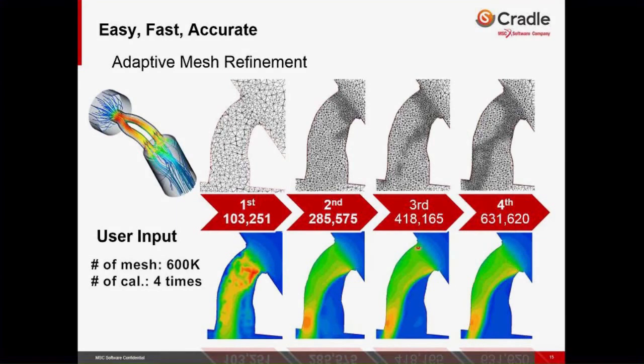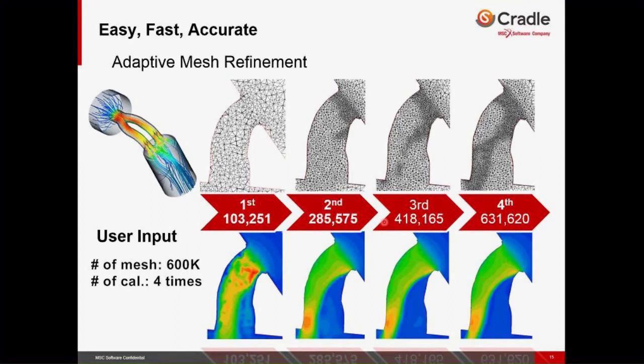Remesh it, get the result, remesh it again, and get the final result. Now, by comparing the third and fourth results, you can tell that the results are almost the same. So by comparing these, you can see that, for this simulation, you need this kind of mesh resolution and this kind of number of elements.